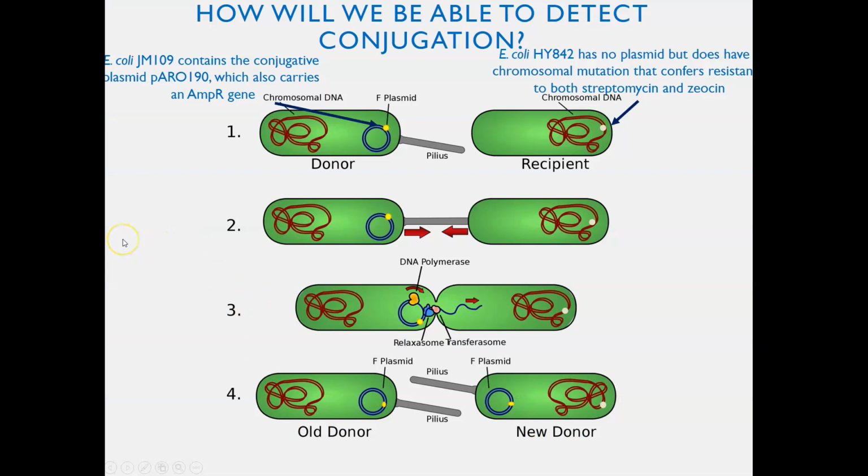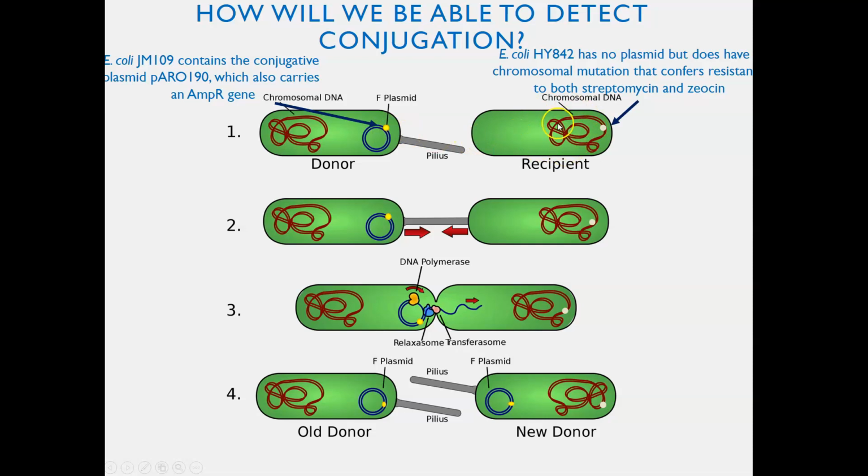Okay, so I just wanted to point out all the antibiotic resistance genes, so I've depicted that here. Again, we've got E. coli, one type of E. coli strain, JM109, and I'll refer to the other one as HY842. JM109 has a plasmid, the fertility plasmid, which gives instructions for forming the sex pilus, but it also has the ampicillin resistance gene instructions on here as well.